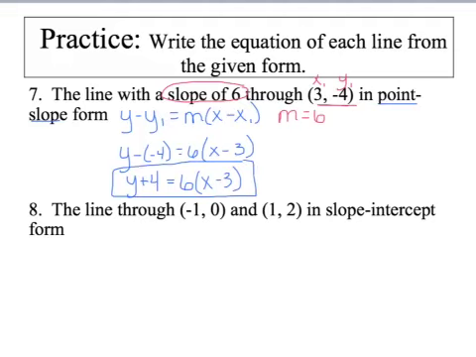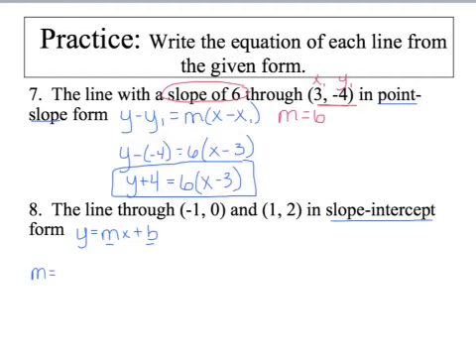Okay, so let's try number 8 now. But we want to put it in slope intercept form, which is y equals mx plus b. Now you can go through this in a variety of ways, but we need to know the slope and the y-intercept. Now I don't know either one of those, but I do have 2 points I could calculate my slope from. So I'm going to start there.